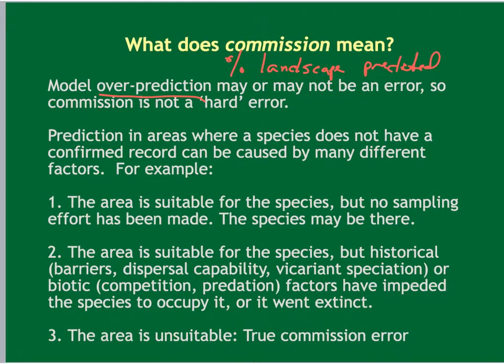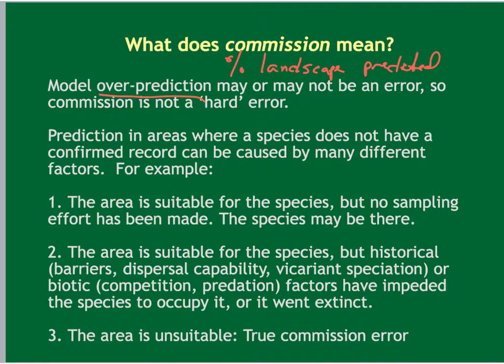So predictions in areas where a species does not have a confirmed record can be caused by several things. As I've just said, the area could be suitable for the species, but sampling hasn't been done. The species may be there and we just haven't seen it yet or recorded it. Or that extirpation or local extinction or removal of animals, barriers, dispersal capabilities, etc., might all lead to overprediction, or just predicting pixels.